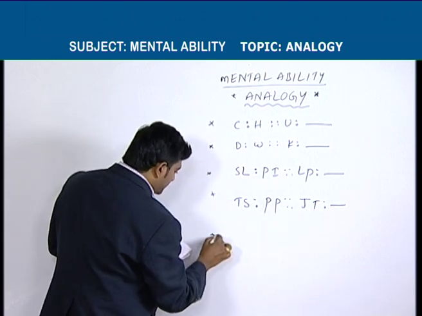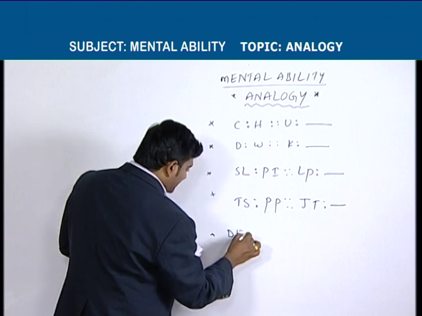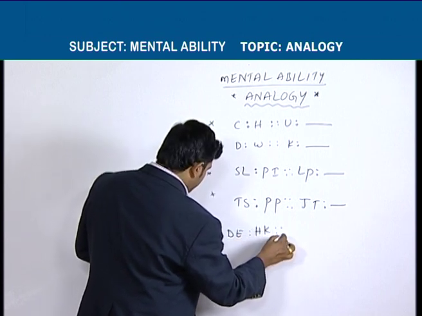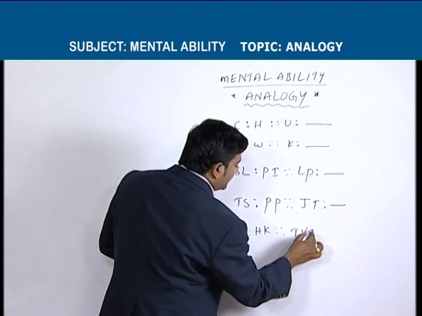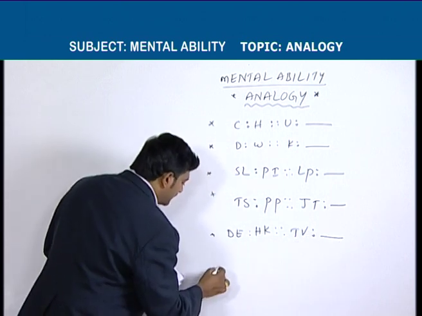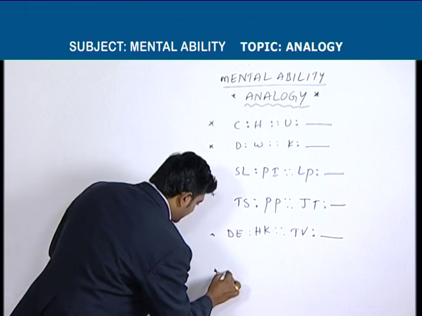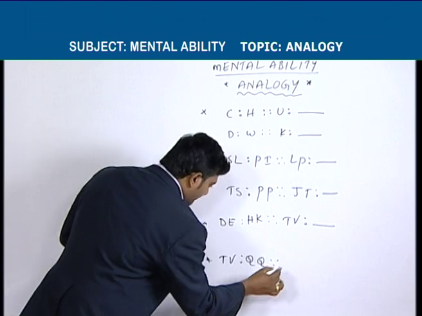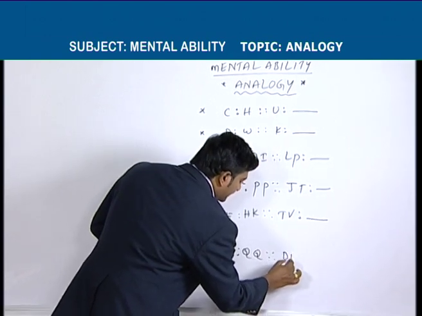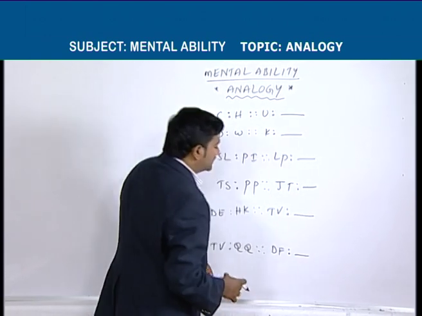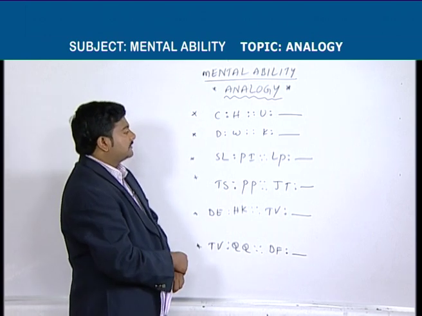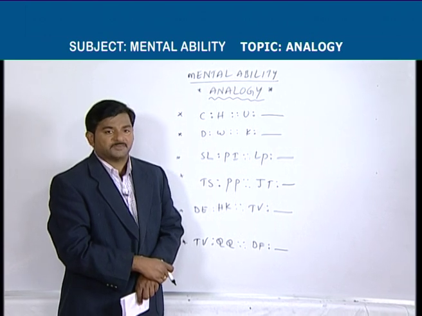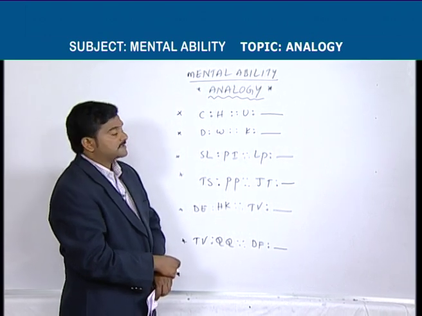Now DE is to HK as TV is to dash. Similarly, TV is to QQ as DF is to dash. Okay. So these are some types of questions regarding the letter analogy part. Now let us start by discussing one by one.